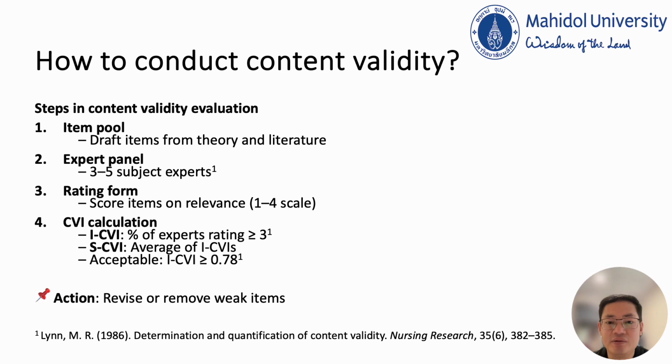The S-CVI is the average across all items. If items score low, we revise or remove them to improve quality. This method is widely used, especially in health and social science research.